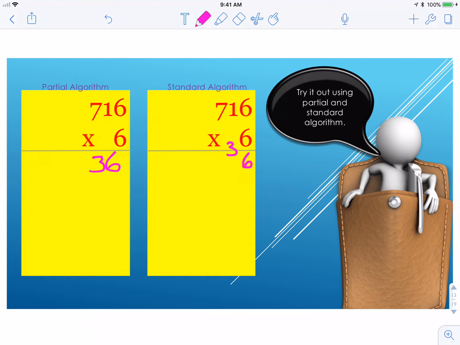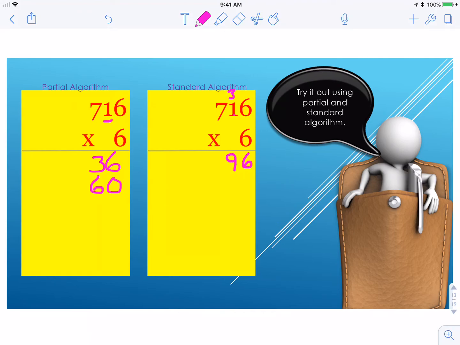And you know, I really don't like doing it on the line. That really bothers me. They want you to do it on the line, but I like to carry it up above just like I do when I add and subtract. So now let's move to our tens. 6 times 10 is 60. 6 times 1 is 6. Don't forget to add the 3. 6 plus 3 is 9.